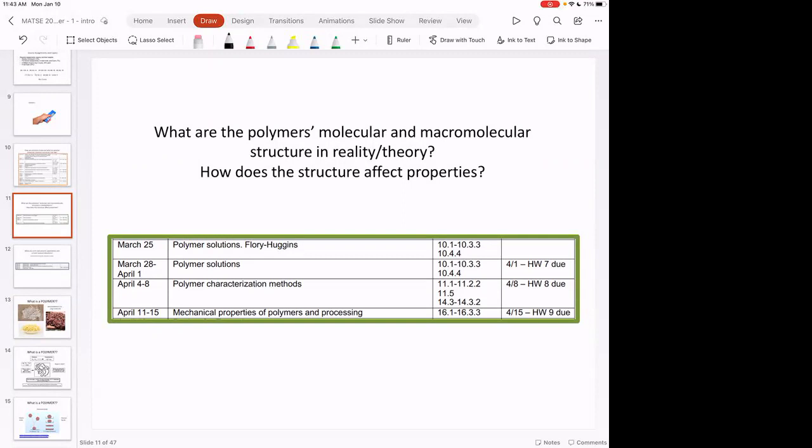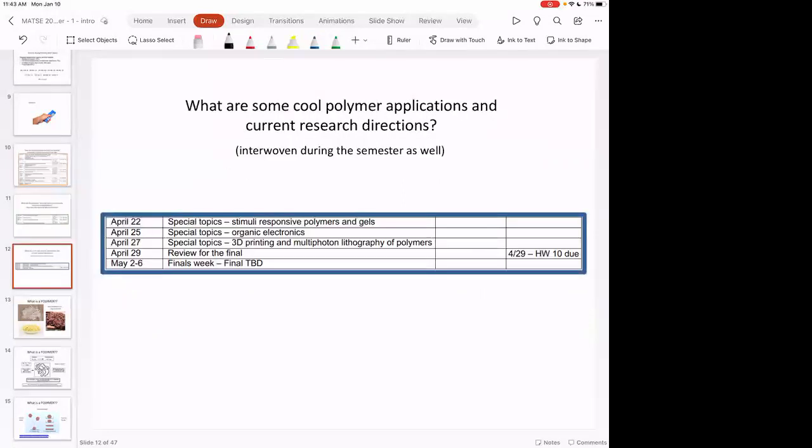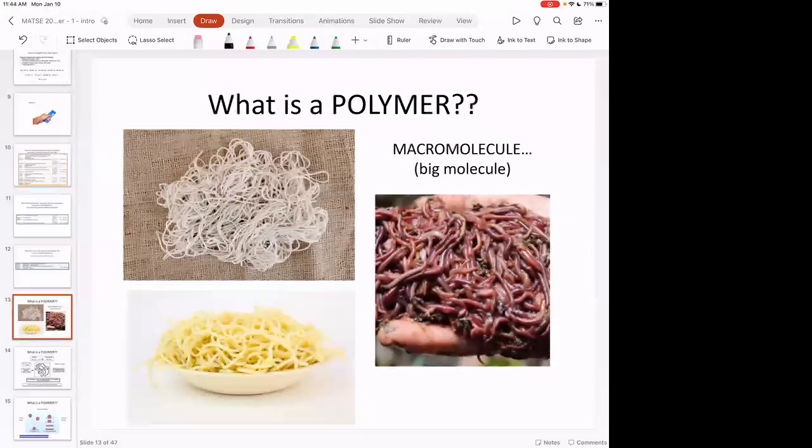All right. And then finally, we're going to talk about some cool things that polymers do. We're going to talk about 3D printing. We're going to talk about polymer electronics, because polymers can conduct electricity. We're going to talk about lithography, how to make Pentium chips, and things like that. And so we're going to have a section on that as well. All right, any questions, any comments so far?